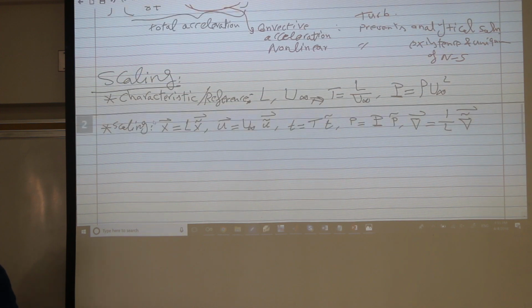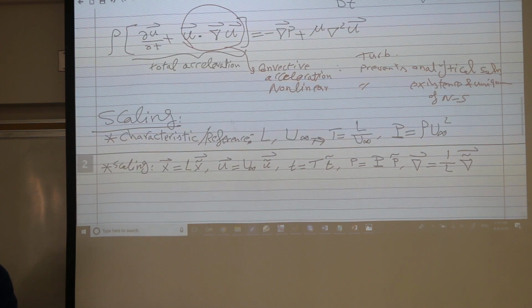You consider this equation, and let's do another version of it. So we have rho here outside, partial U, partial T. So I will have U tilde and T tilde, and the U will give me U infinity, the T tilde will give me T. Okay? If you have any questions, just stop me, please. Plus, the same here, U tilde dotted with nabla tilde, U tilde. The two U's will give me U squared, and the one nabla will give me 1 over L.